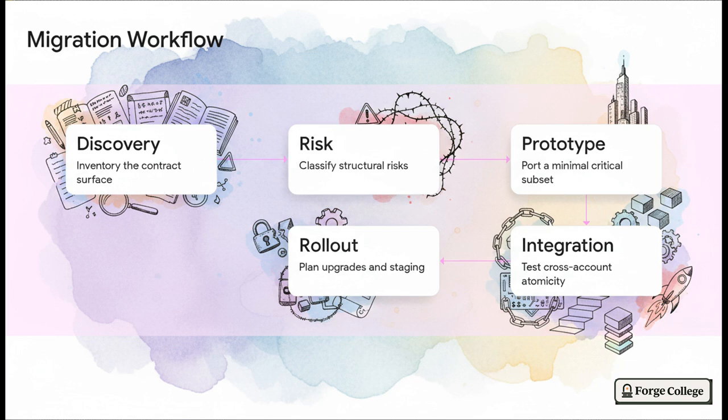Stage 1 is discovery and inventory, literally listing out everything on your contract surface. Stage 2 is risk classification, tagging all those structural, behavioral, and dependency risks we just talked about. Stage 3 is building a prototype port, just taking a tiny, critical slice of functionality and moving it over. Stage 4 is integration testing, making sure cross-account atomicity actually works. And finally, Stage 5 is your rollout plan, your upgrade strategies and staging environments. This whole flow is designed to separate your early discovery phase from making irreversible, permanent storage choices.